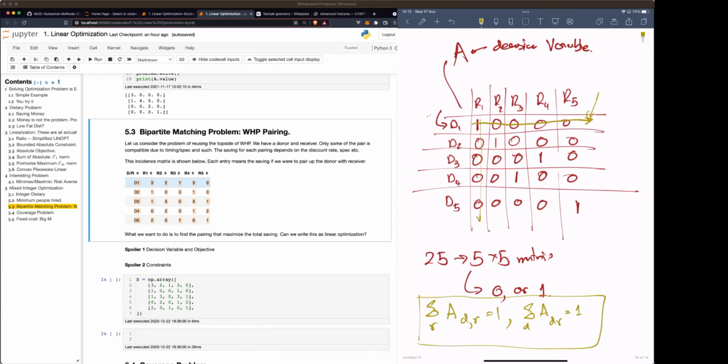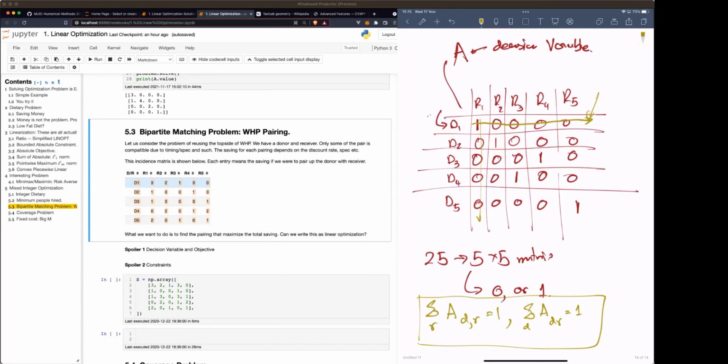By the way, Sudoku can actually do this as well. You can actually solve Sudoku with linear optimization. Any questions so far? Now you constrain it so that the donor can only give 1 and the receiver can only receive 1.